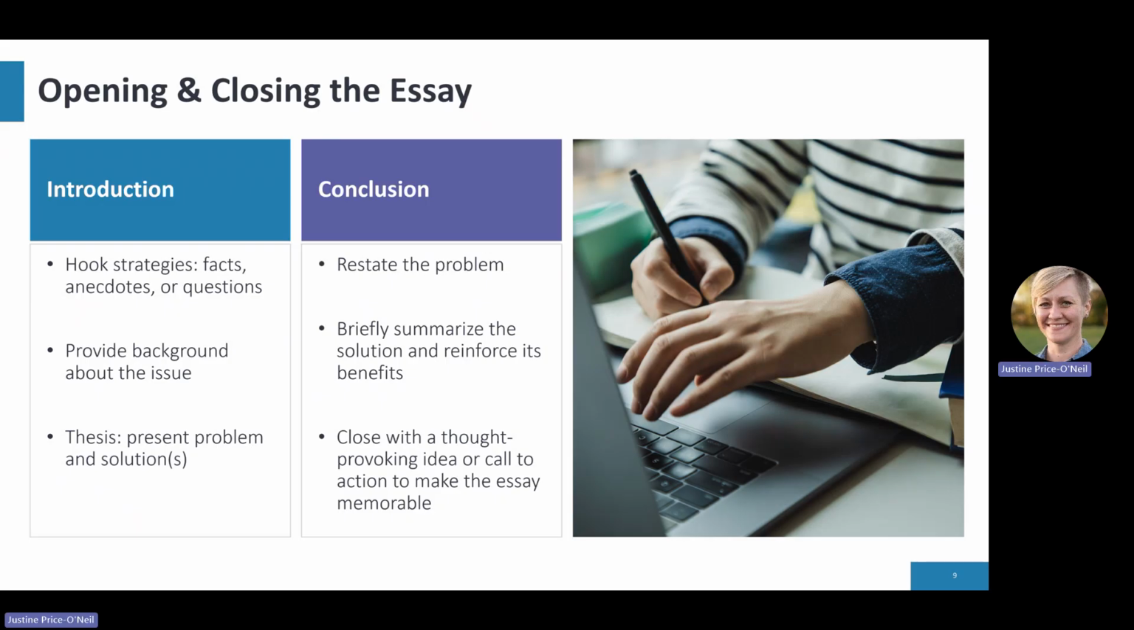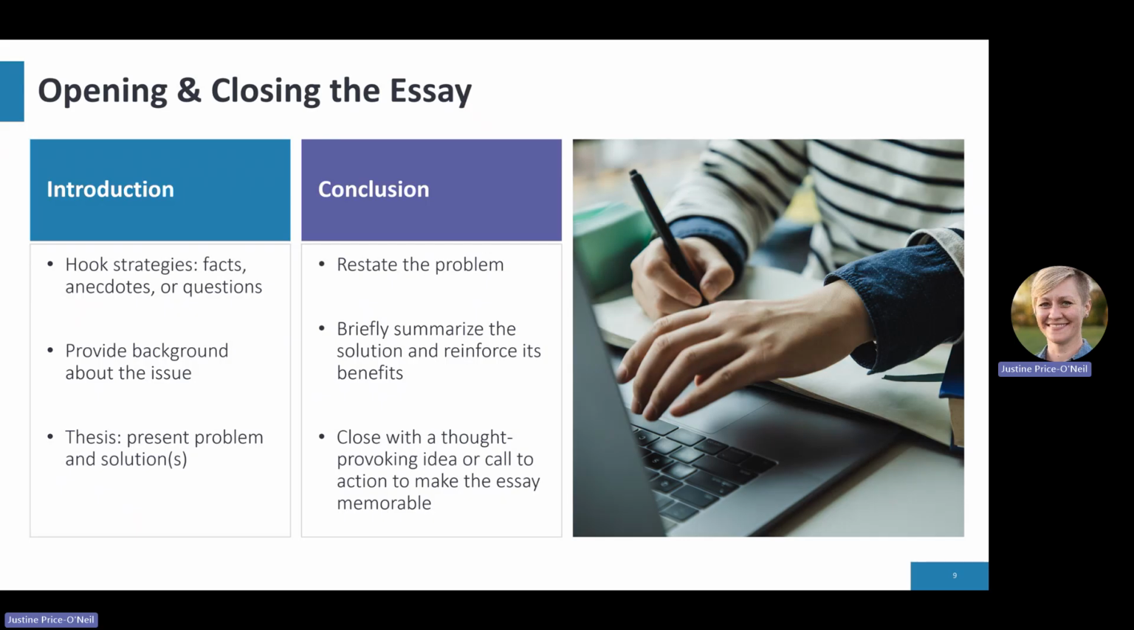Next, in the conclusion, you would restate your problem. You could get this from the thesis statement, but just make sure not to copy and paste your thesis, but say it in a new way, and remind the reader of what your main point was about the problem. And then you would go on to briefly summarize the solution or solutions that you presented, and again, remind us of those benefits.